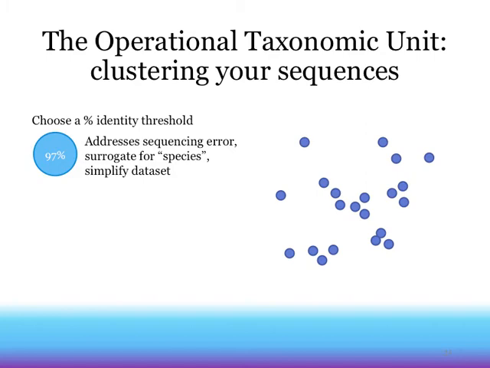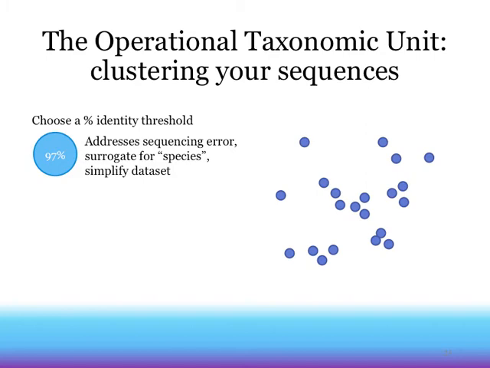Although if you look at the Stackebrandt and Goebel paper from the 90s and at how percent identity maps onto species, it can also simplify the data set, because you can often go from like 1.5 million sequences down to like 50,000. So it can just make the problem more tractable. Yeah? Sorry, was your comment there that it should be higher?